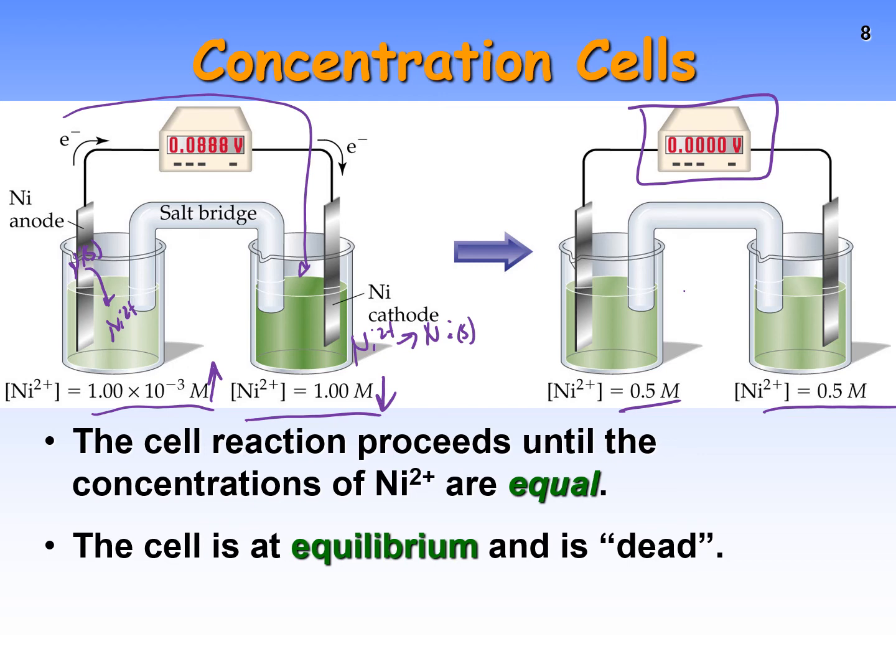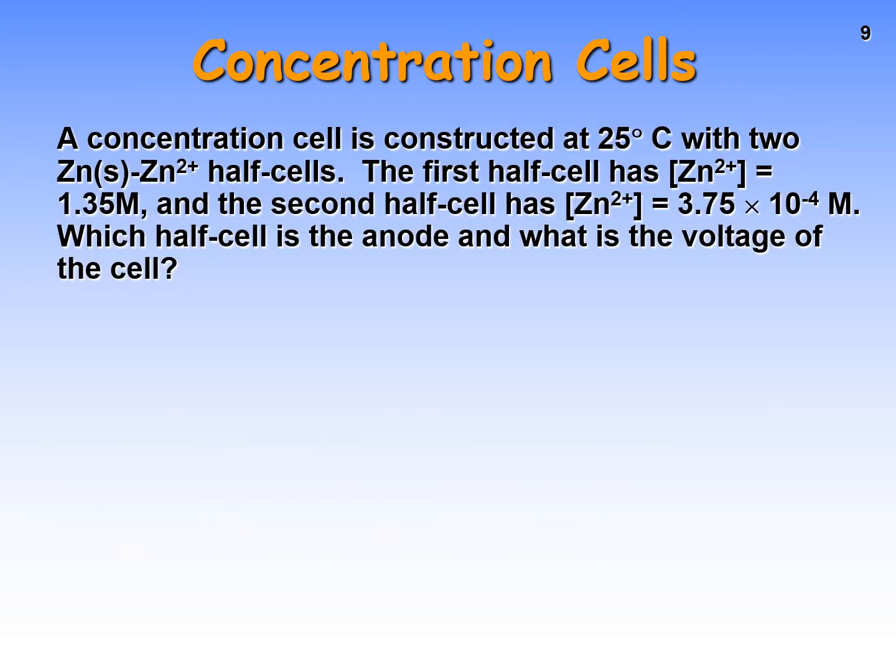Now, one of the harder things about these problems is figuring out how to calculate Q. Because Q needs to be products over reactants. But they're the same stuff, right? We have a nickel 2+ concentration here, and a nickel 2+ concentration here. Where does one go? Does the 1 molar go on the product side or the reactant side, and vice versa? So we're going to figure that part out. So let's do an example.